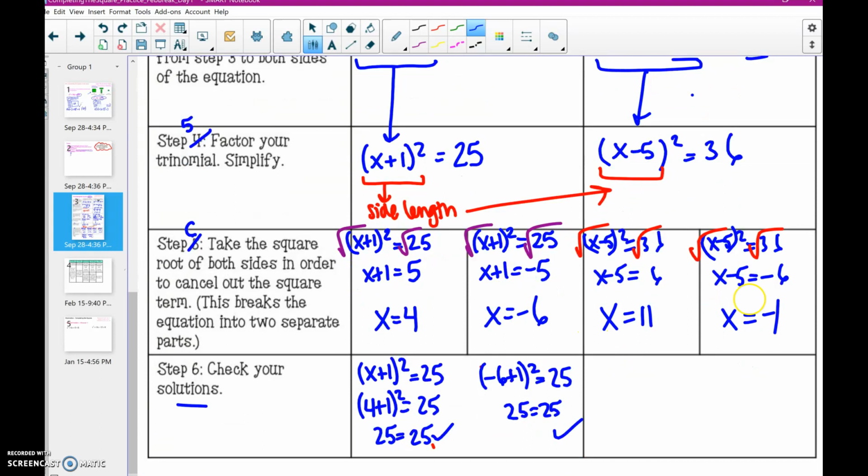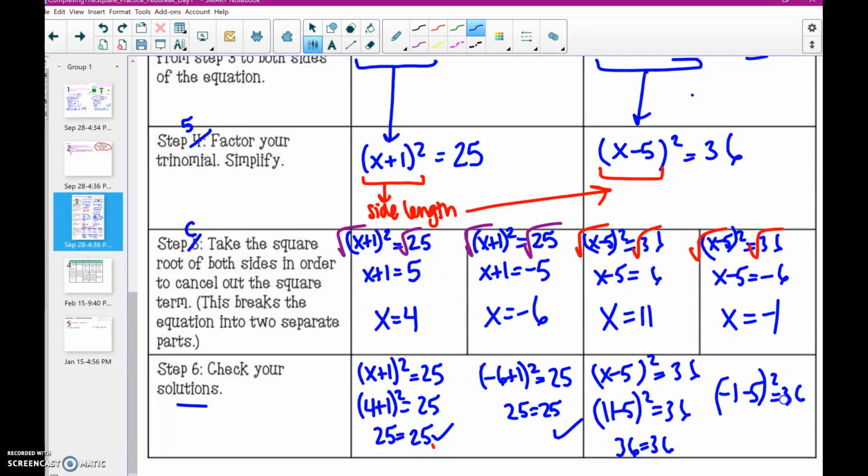Checking our answers, because we found our zeros. X minus 5 squared equals 36. I plug in an 11. 11 minus 5 is 6. 6 squared is 36. Excellent. Other one, I plug in a negative 1. Negative 1 minus 5 is negative 6. Negative 6 squared is 36. We know we've done it right. We know we've checked it.